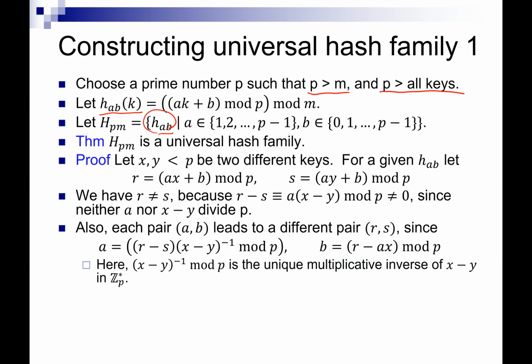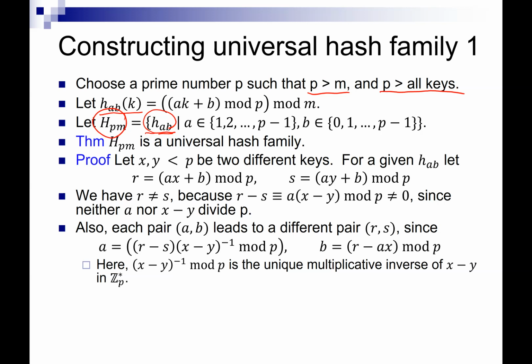Now we're going to prove that this hash family, because this depends on p and this depends on m, we're going to call H sub pm, is a universal hash family. To do this, let's just pick two keys, x and y. Since p is larger than all the keys, we know that x and y are both less than p. Now we're going to pick a random one of these hash functions, h sub ab.